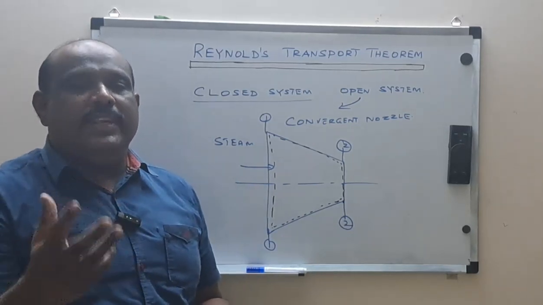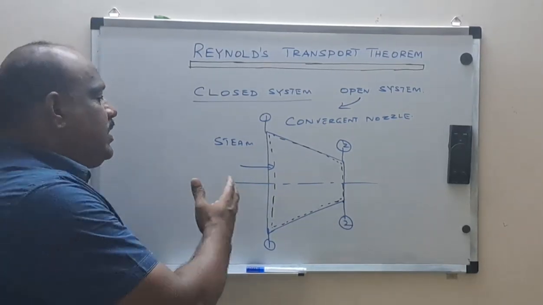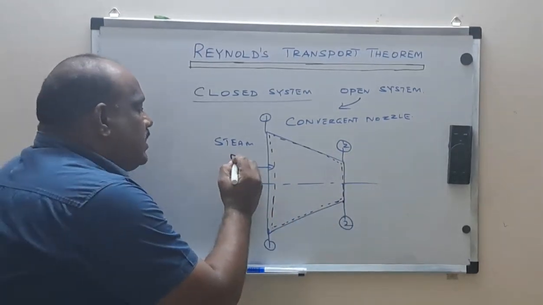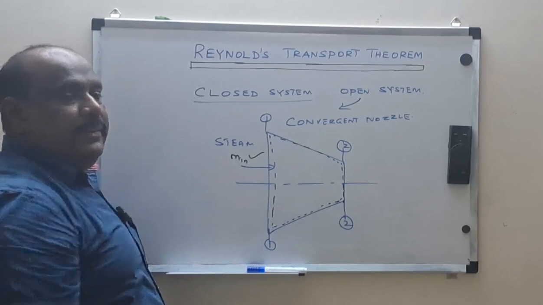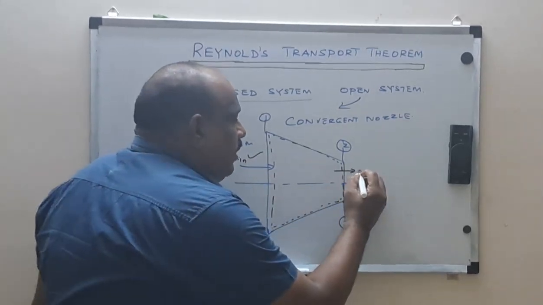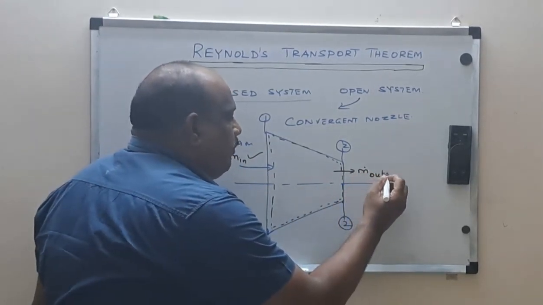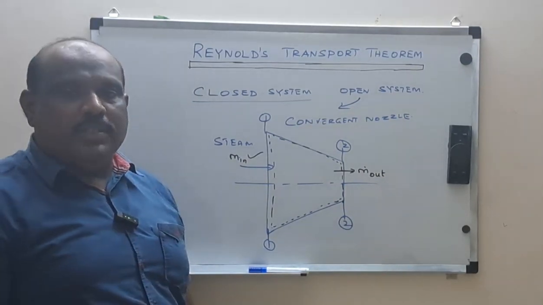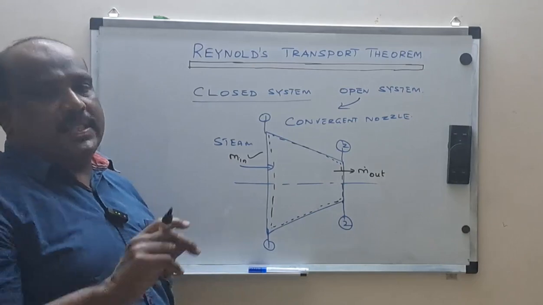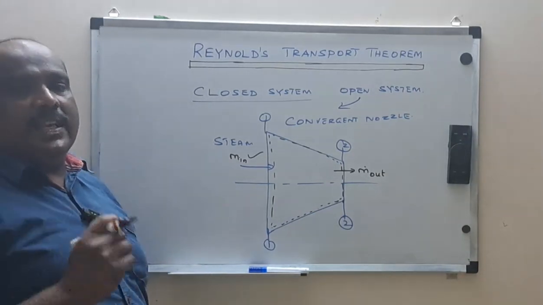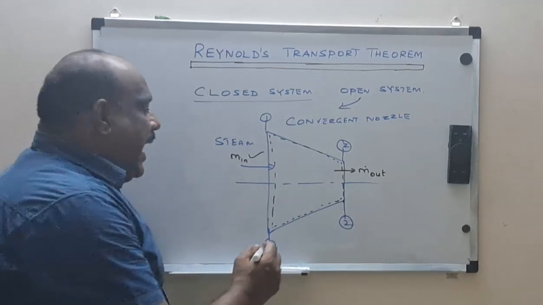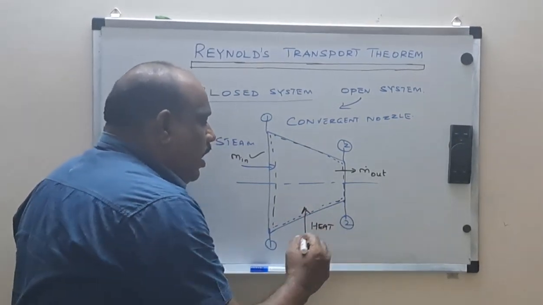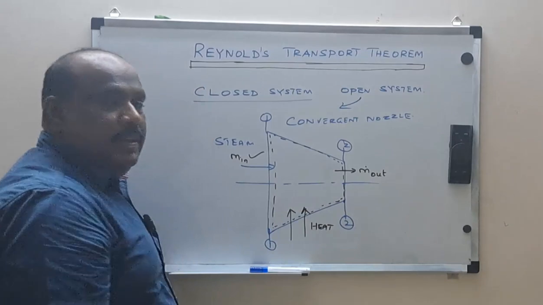We are going to imagine a control volume through which the steam enters and leaves. So here we can see mass in is permitted, and similarly mass out is permitted. Mass transfer is allowed. Along with the mass transfer, there can also be energy transfer. You can add heat to the system, or you can add work to the system.